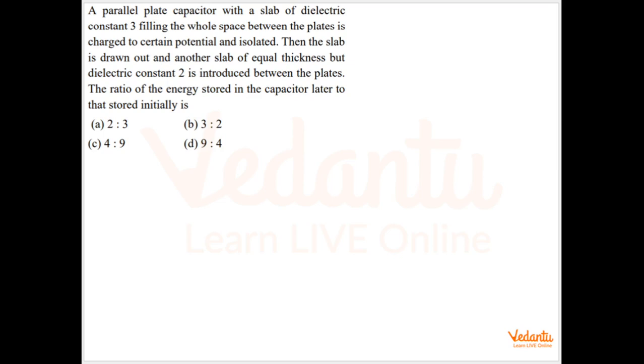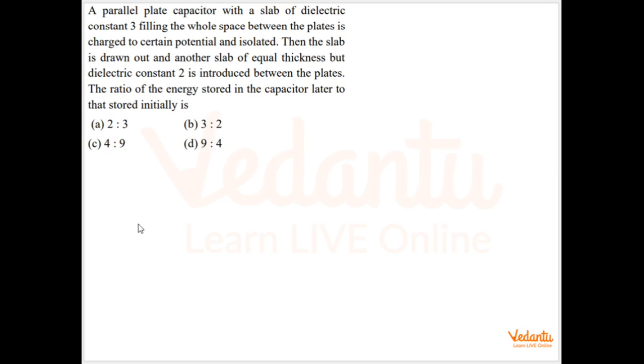In this question, a parallel plate capacitor is filled with a slab of dielectric constant 3, filling the whole space between the plates, and it is charged to a certain potential and then isolated. Then the slab is drawn out and another slab of equal thickness but dielectric constant 2 is introduced between the plates. The ratio of energy stored in the capacitor later to that stored initially is what?